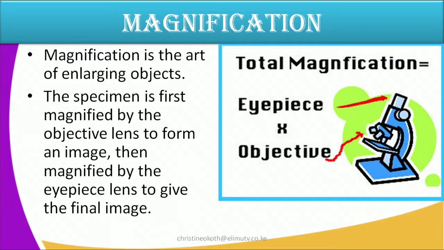So it has to be magnified by two lenses. First one, the objective lens, and the other one that will magnify is the eyepiece or the ocular lens. That is where you place your eyes. So if you want to calculate the total magnification, it will be those two lenses and you multiply them. So it will be the eyepiece or the ocular lens, you multiply by the objective lens. So that is the formula you have to use when you are trying to get the total magnification.